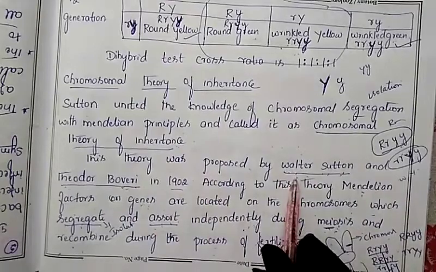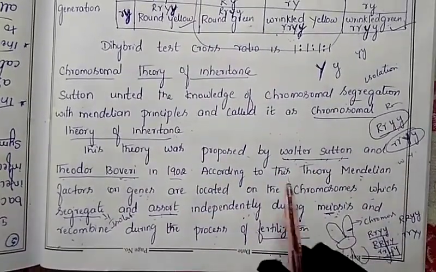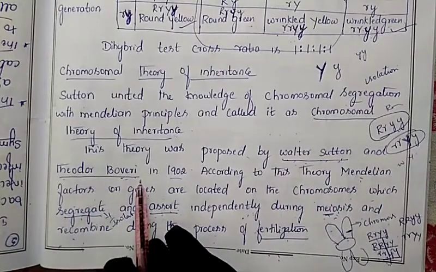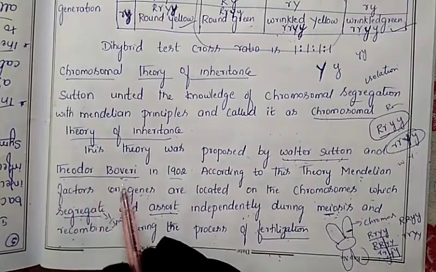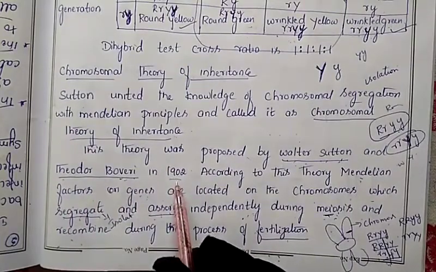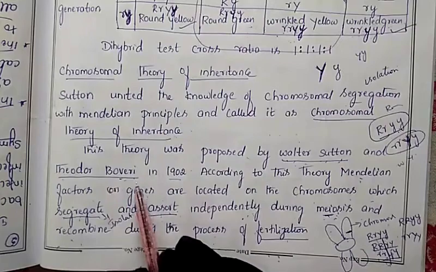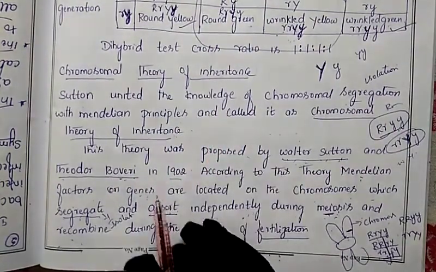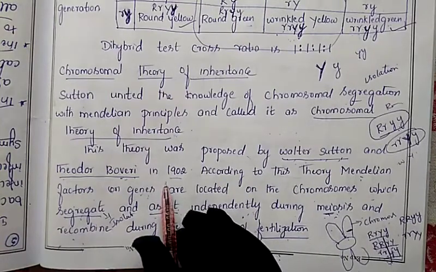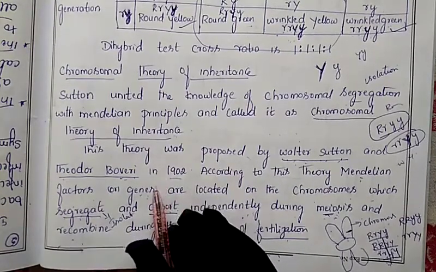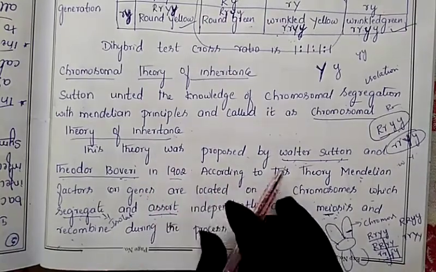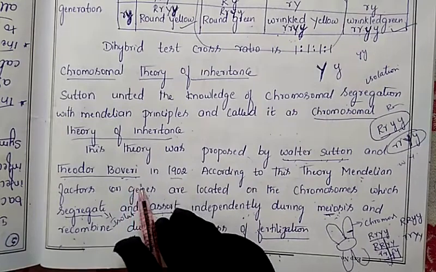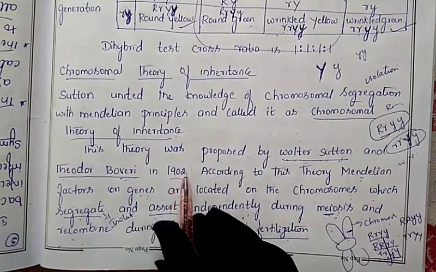So this theory was proposed by two scientists. Which are the two scientists? One is Walter Sutton, another one is Theodore Boveri. In 1902 these two scientists, Sutton and Boveri, explained this chromosomal theory of inheritance. In your NEET exam they may ask the question: chromosomal theory of inheritance was proposed by, and give options like Walter Sutton and Theodore Boveri. In which year? In 1902.